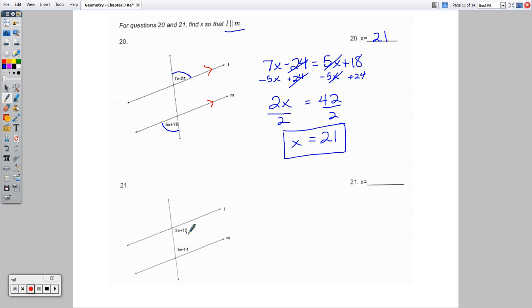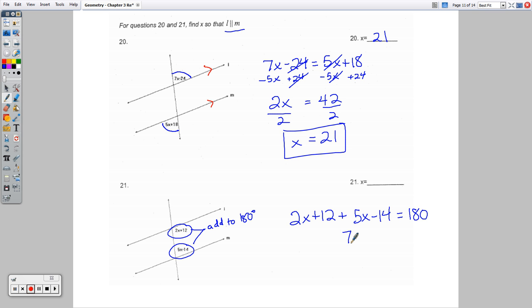And then over here, it looks like we have consecutive interior angles. These add to 180 if these lines are going to be parallel. So this and this has to add to 180. This looks like it's 2x plus 12, if you can't read that. And this one is 5x minus 14. So that plus 5x minus 14 would have to equal 180.